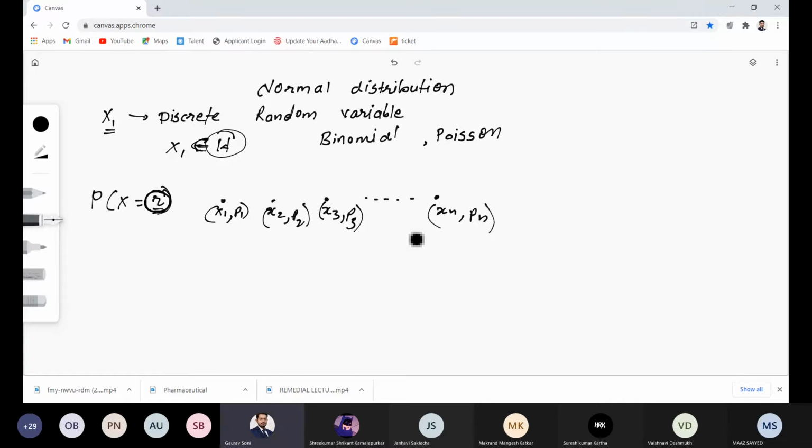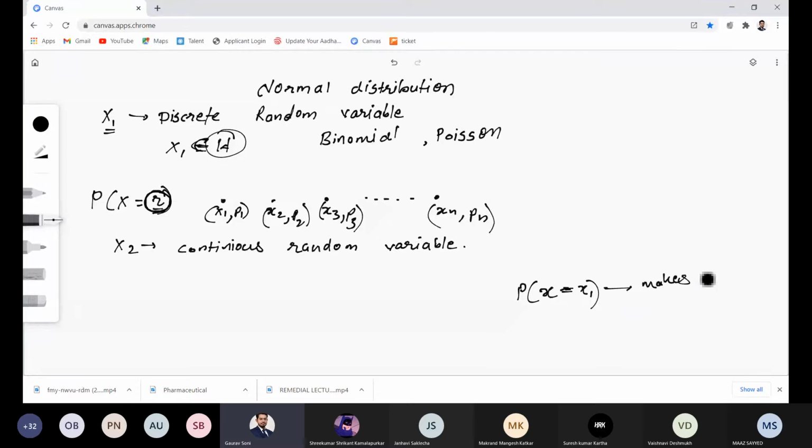But there is another random variable, which is the continuous random variable. Under this continuous random variable, the probability at some value of x, so the probability of x equal to some point x1, makes no sense. So for a continuous random variable, probability at a point makes no sense. That's what I want to say.